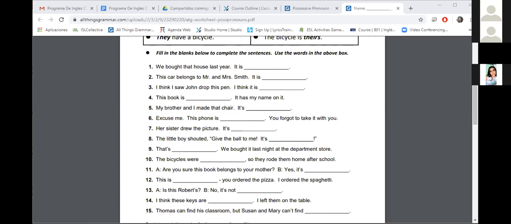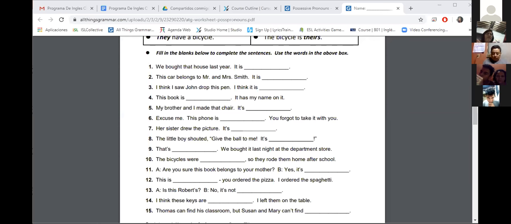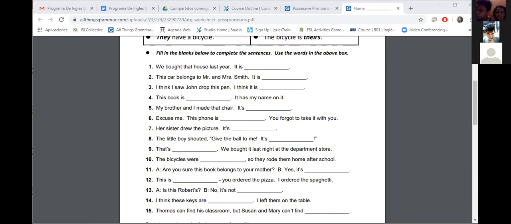The little boy shouted, give the ball to me. It's mine. Very good.